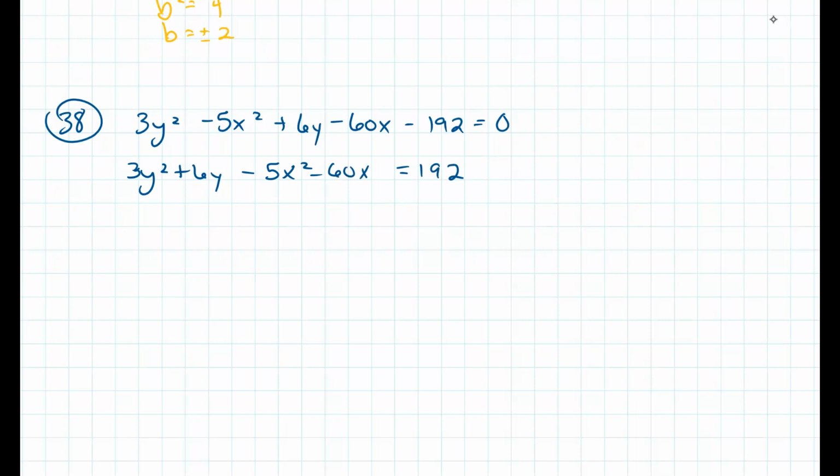All right, now we have to think about, again, completing the square. So we want to have a 1 in front of our squared terms. So I look at the first ones here, and I factor out a positive 3 because that's what's in front of the y squared.